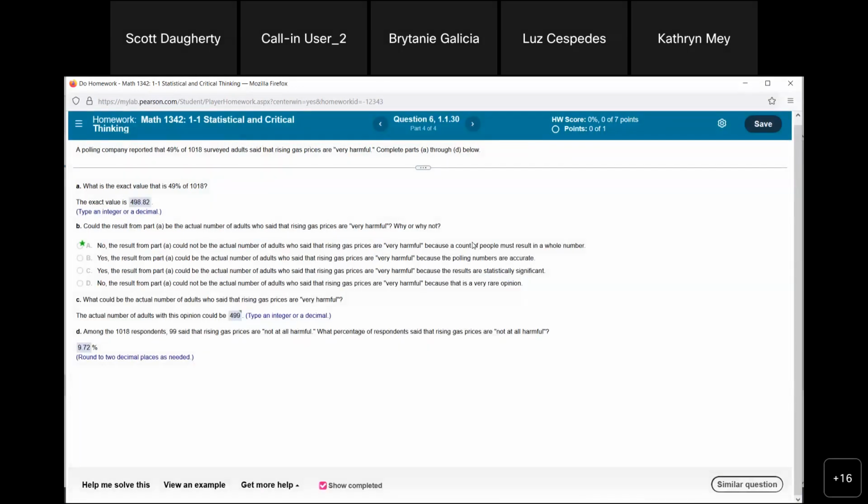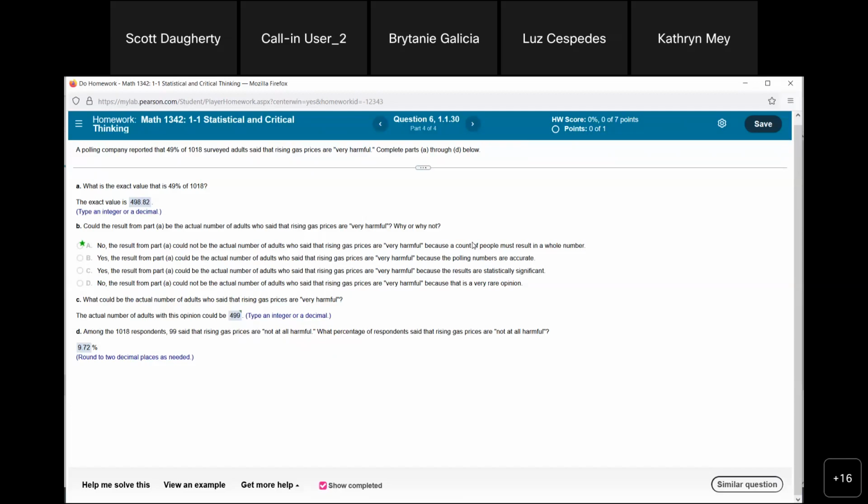Okay, and then the last couple of things here in this section, and then we'll move on to the next, is more mathematical, but we'll run into it later on. Sometimes you'll get the percentage, like this one says, a polling company reported 49% of the people that they surveyed, 1,018, said that rising gas prices are very harmful. But they didn't tell us how many of the people that they surveyed, right? They surveyed 1,018 adults, but they didn't tell us the exact number that said that gas prices were harmful. They only told us that it was 49%.